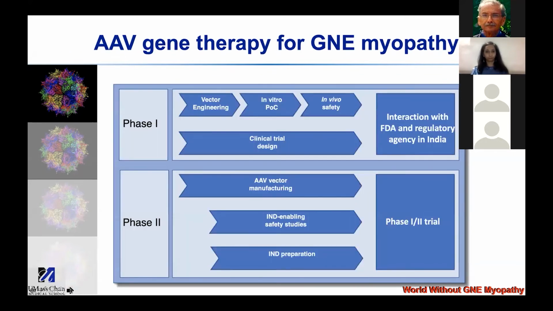Now, in terms of GNE myopathy, I'm sorry that I missed Sakra's talk earlier today, but the path towards the clinical trial is actually relatively straightforward. Where you start is obviously in vector engineering. You want to have some proof of concept in vitro. Actually, it should be in vivo, really.